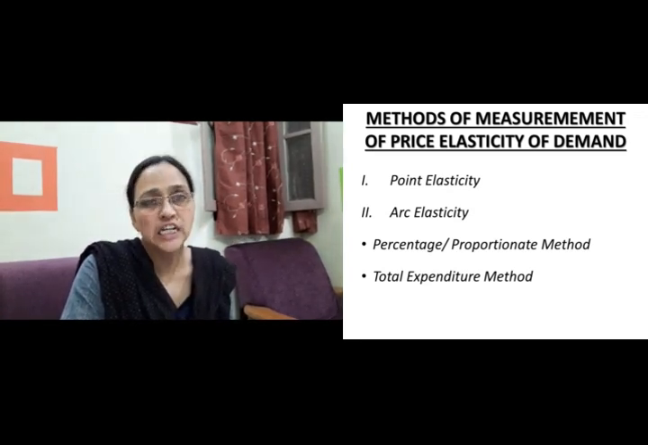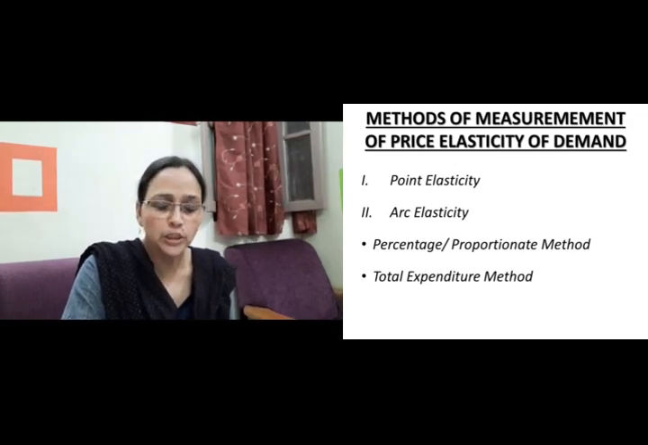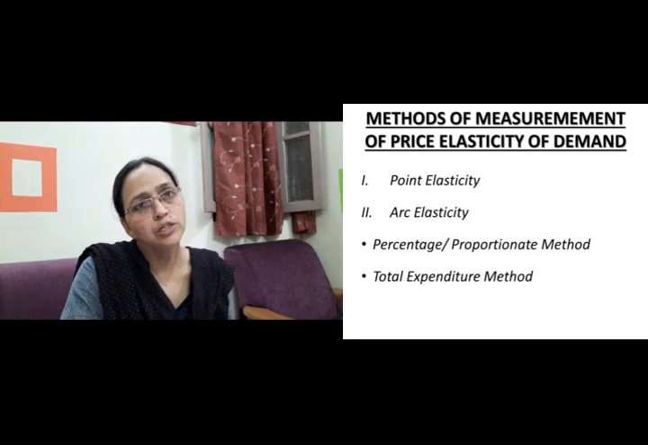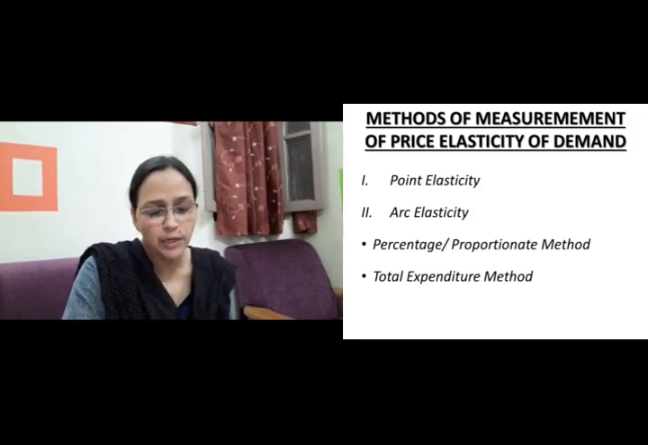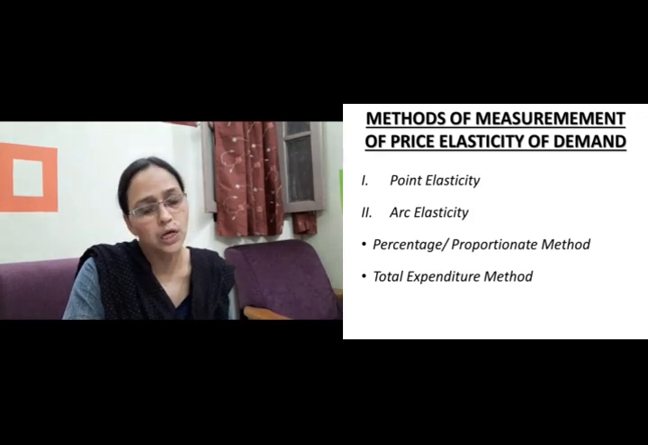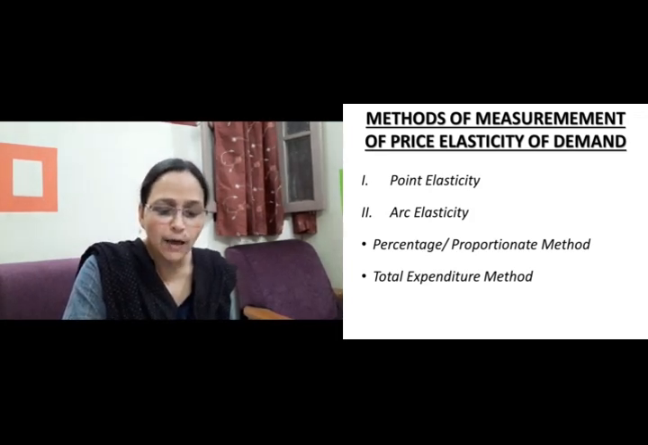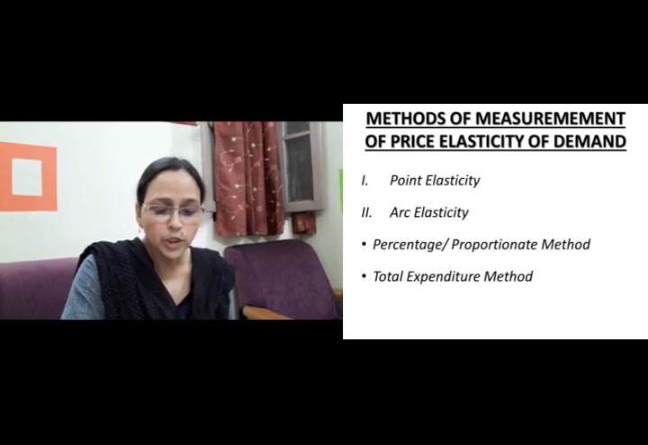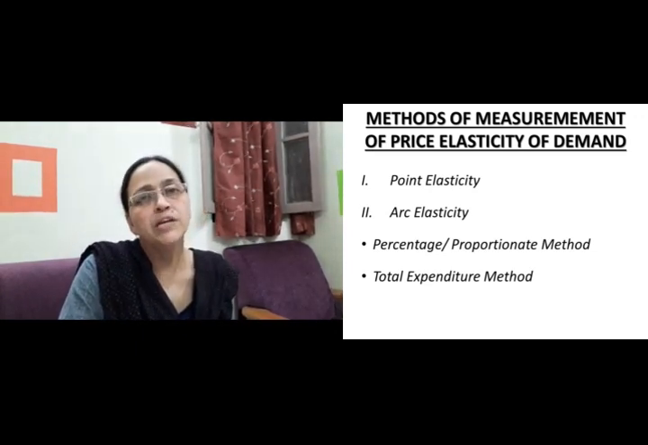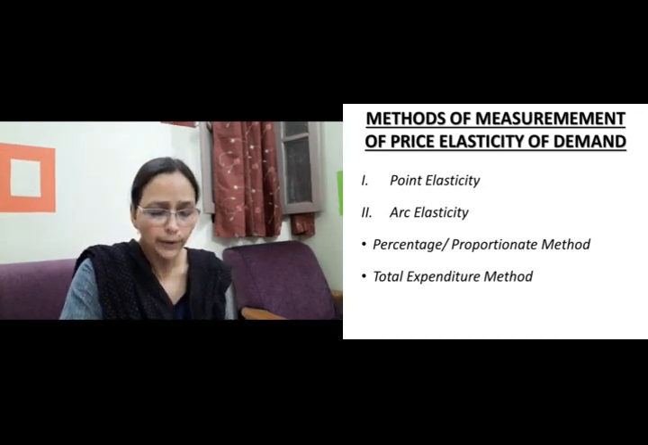That is, TE, total expenditure, is equal to P, price of the commodity, multiplied by Q, quantity demanded, where TE stands for total expenditure, and P and Q stand for price and quantity respectively. For example, if 10 units of a commodity are demanded when its price is rupees 6, the total expenditure will be 6 into 10, that is rupees 60, right?